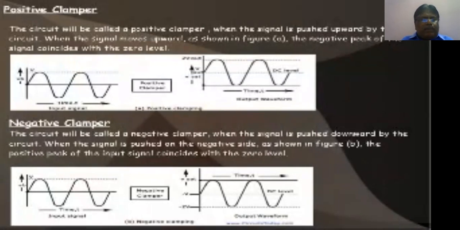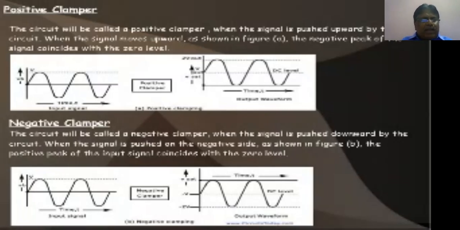So, positive clamper. This circuit will be called a positive clamper when the signal is pushed upward by the circuit. When the signal moves upward, as shown in figure A, the negative peak of the signal coincides with the zero level. Okay, so please all of you see these waveforms.